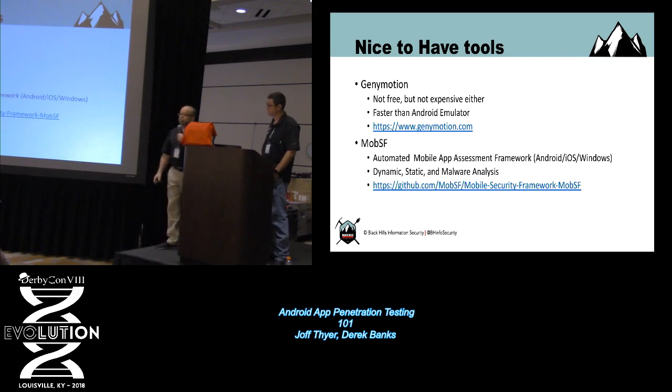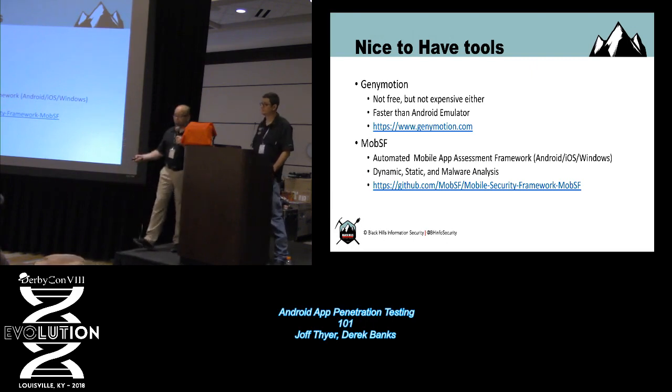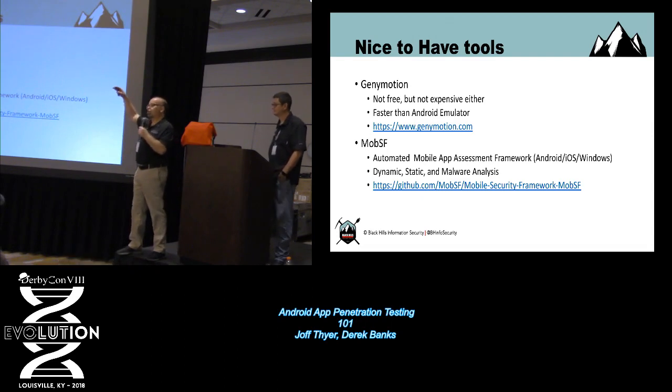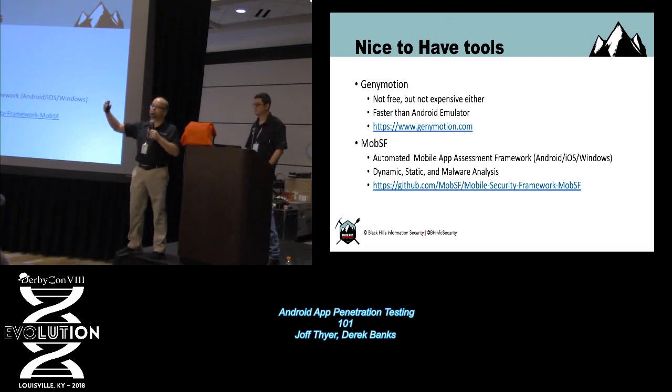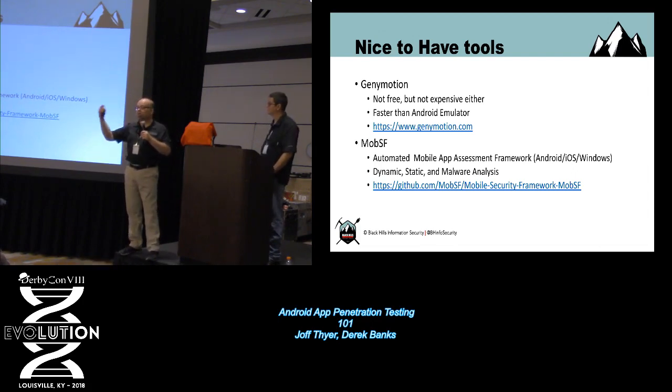Nice to have tools. Genymotion is an extremely nice emulator for Android. Genymotion actually runs the Android platform as an x86 virtual machine on a VirtualBox instance. So Genymotion is kind of like taking a step up from the Android emulator that comes with Android Studio. Both of them will run the platform as x86 code.